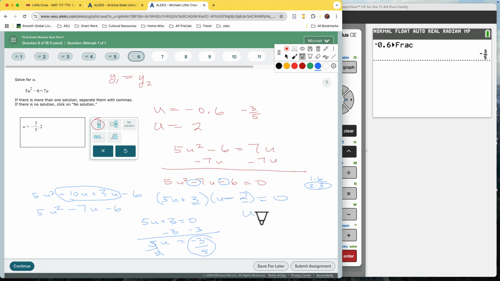Over here, we get u minus 2 equals 0. We add 2 to both sides, giving us u equals 2, just like we got up there. We got our same two answers. So if we could do it with factoring, we could do it with graphing, whichever you prefer.